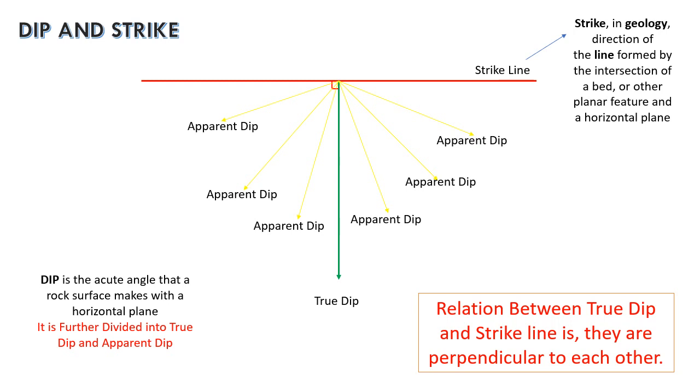Then the relation between the true dip and strike line is they are always perpendicular to each other. This is very important. That is, relation between the true dip and the strike line is they are perpendicular to each other. That means it is 90°. True dip is 90° to the strike line.